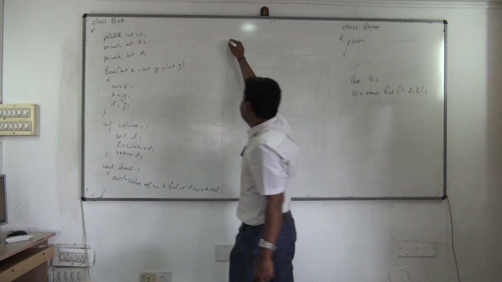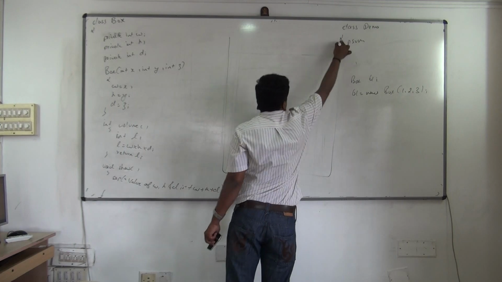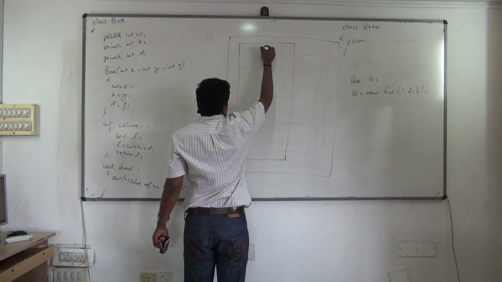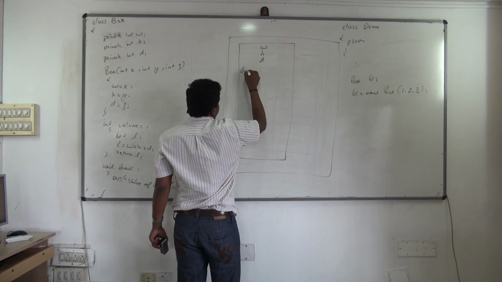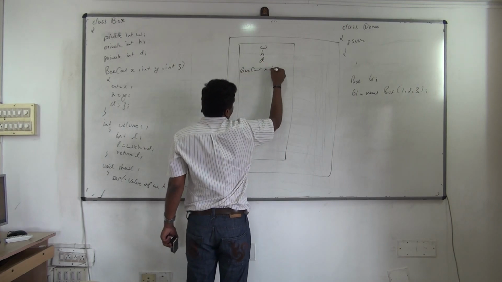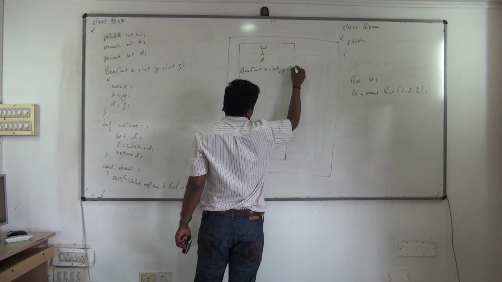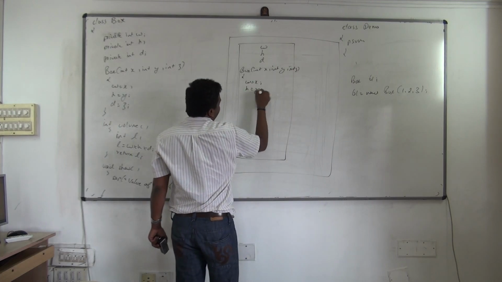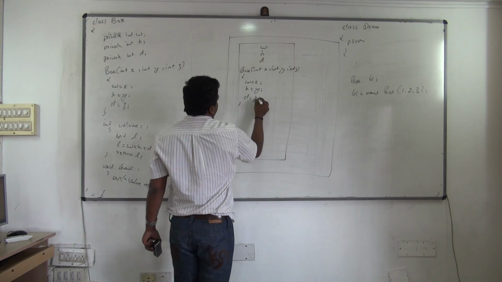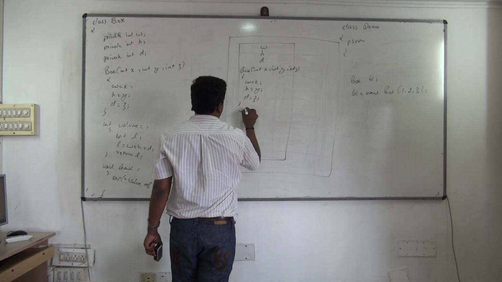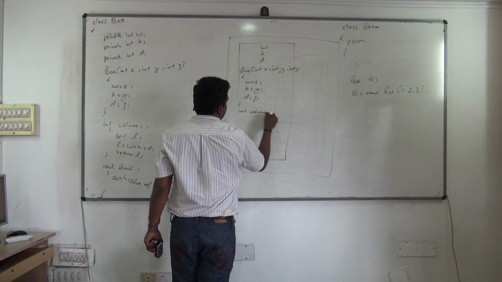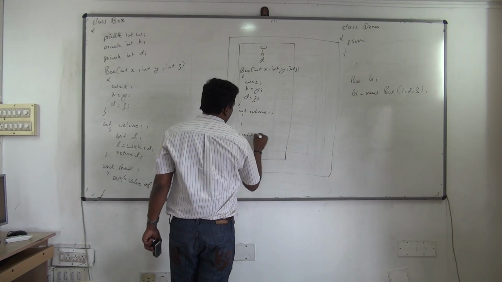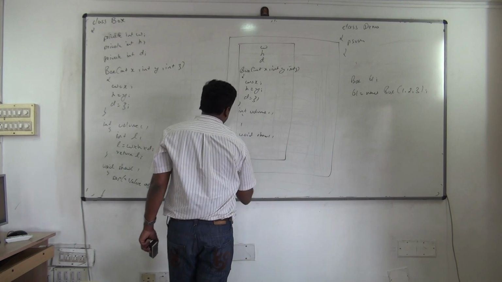So new memory gets allocated. In this new memory, what do you have now? You will have w, h and d. You will have the constructor int x, int y, int z. w is equal to x, h is equal to y, d is equal to z. Next, what you will have? Volume method also you will have. Then you will have show method. All the code will be there, man. Just you write it again.